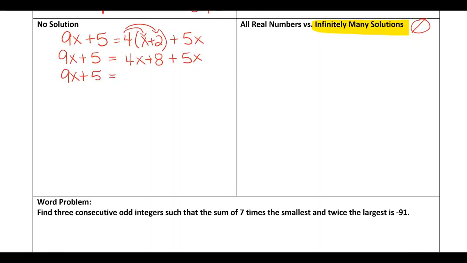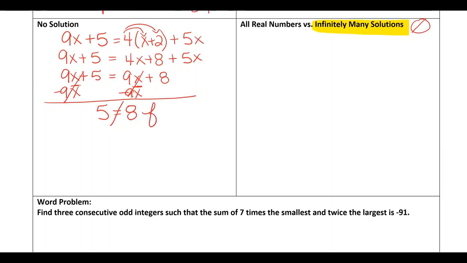The other side will clean up to 9x plus 8. Now, you can already see these two sides cannot equal one another. Whatever x is, whatever we put in here and here, the 9x is the same, but the 5 and the 8 is not. Now, if you do not realize this, you would say negative 9x, negative 9x. Those both would cancel out and you would get 5 equals 8, which is false.